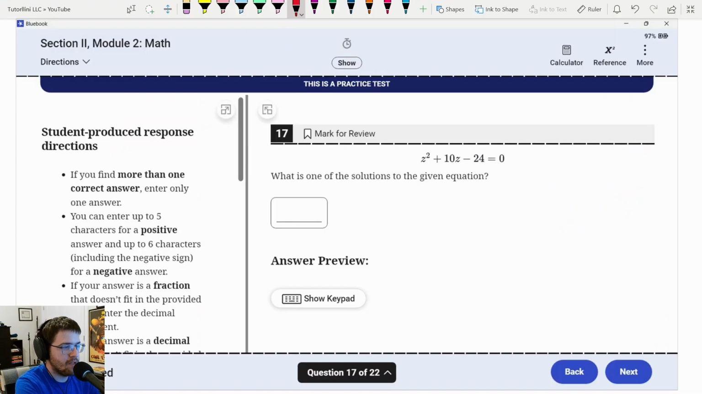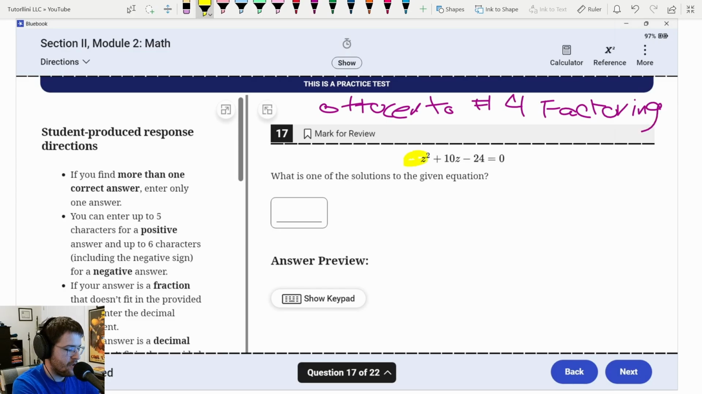Okay, question 17. I go over this in my Ottocento number 4 on factoring. This is the skill that's in there called factoring with a equals 1. Definitely check that out. Really important for the test. You see I got this 1 in front. That means I can factor with a equals 1. So the two numbers I think of must add to 10 and multiply to negative 24.